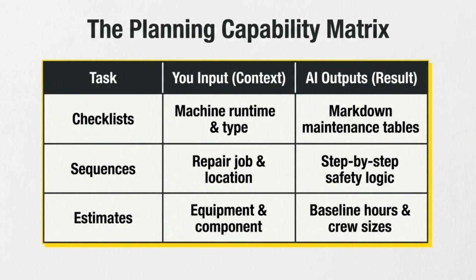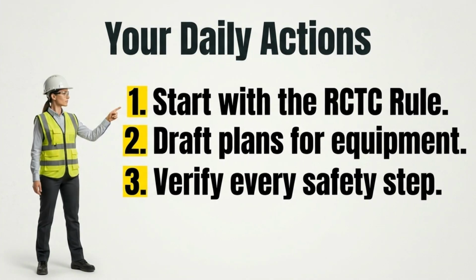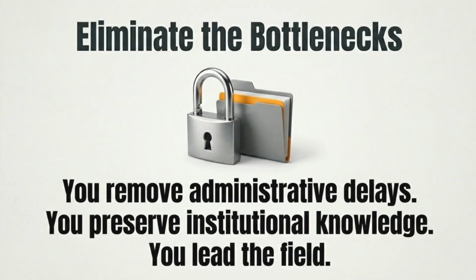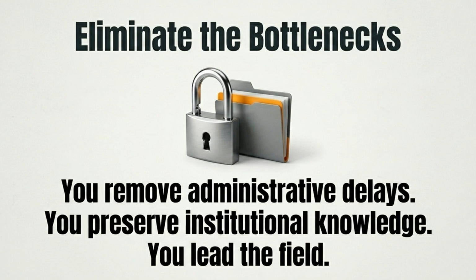This matrix summarizes how our inputs or contexts translate into useful AI outputs like maintenance tables, safety logic, and project estimates. Your daily actions should be to start with the RCTC rule, draft plans for all equipment, and verify every safety step. By following this process, you eliminate administrative bottlenecks, preserve critical institutional knowledge, and lead the field.